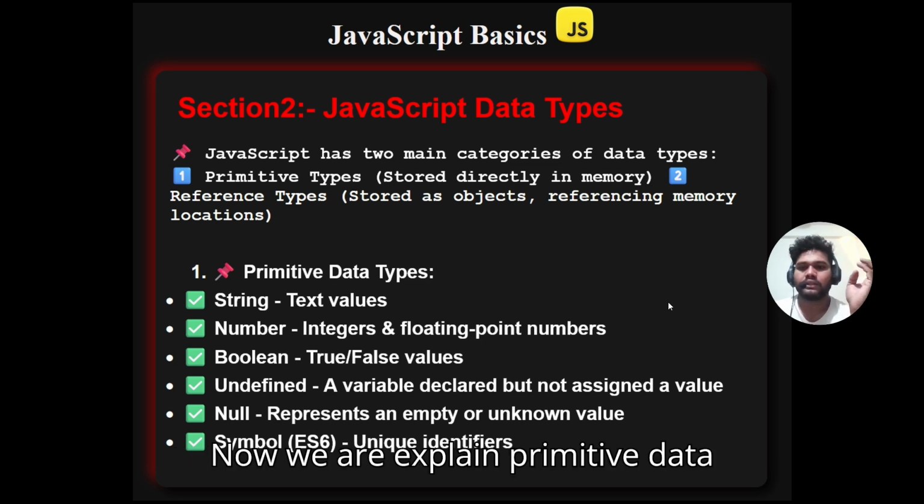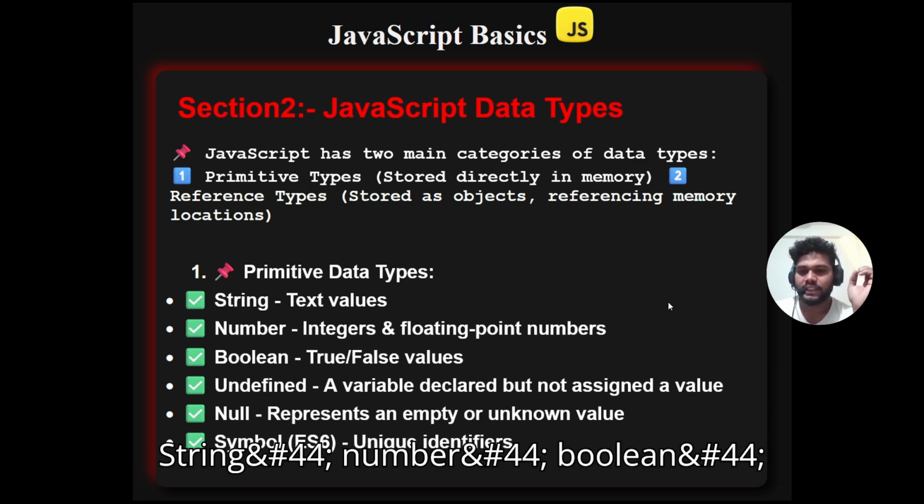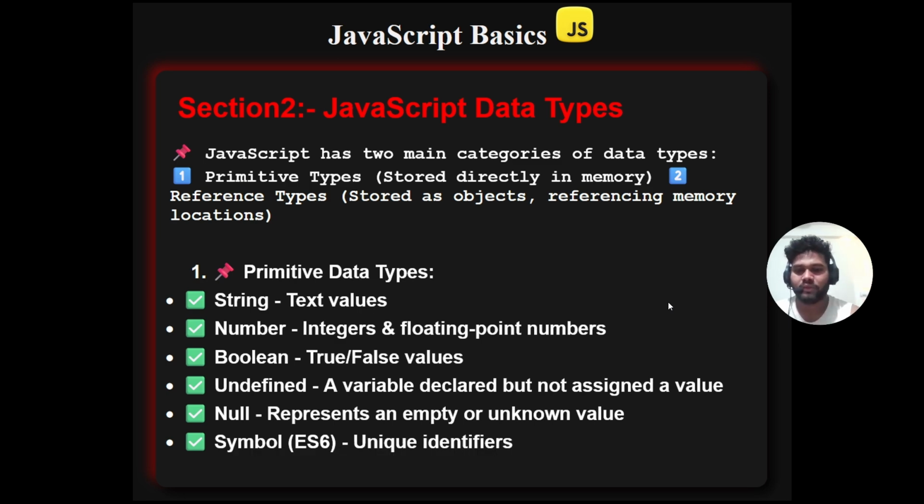Now we will explain primitive data types. In primitive data types, there are six types: string, number, boolean, undefined, null, and symbol. Now let's discuss examples.